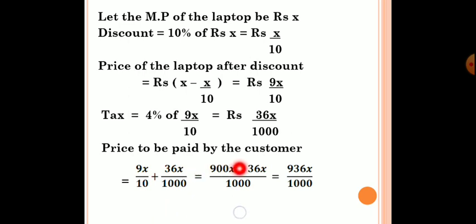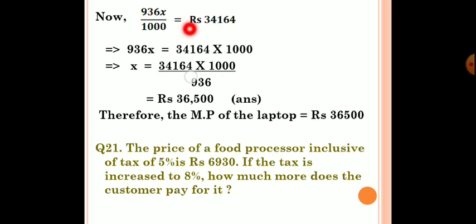Here we'll take the LCM as 1000. So the first term will be multiplied by 100. So we will get 900x plus this will remain as it is, so we will get plus 36x, which is equal to 936x by 1000. As in the question, the price paid is already mentioned, which is 34,164.